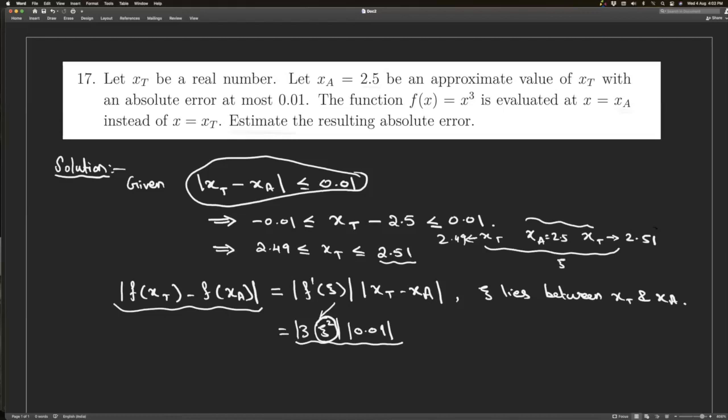Therefore, what we can say is surely xi will be less than or equal to 2.51. That much we can say. Therefore, this is less than or equal to 3 into 2.51 square into 0.01, right? That is going to be 0.189003 in my calculation. You can check that.